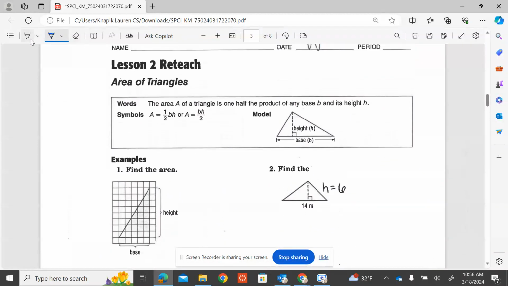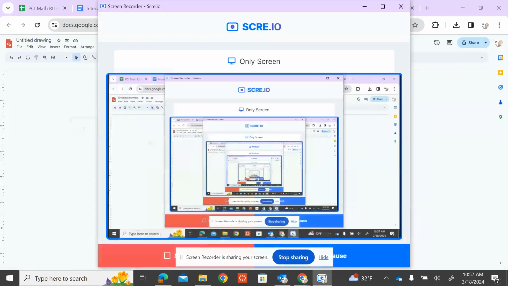We are given that the area of a triangle is 1/2 of the product of base and height. So this means our formula for area is area equals 1/2 base times height. Sometimes you will see it as the area of base times height divided by 2, but I always like to just remember 1/2 times base times height. Here's why.